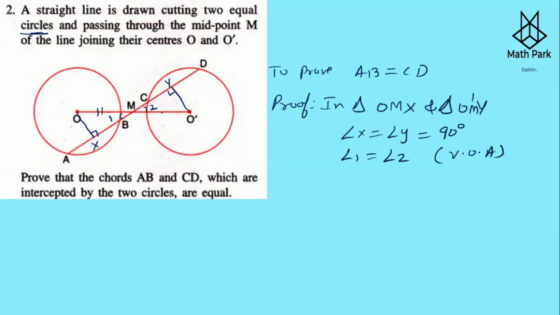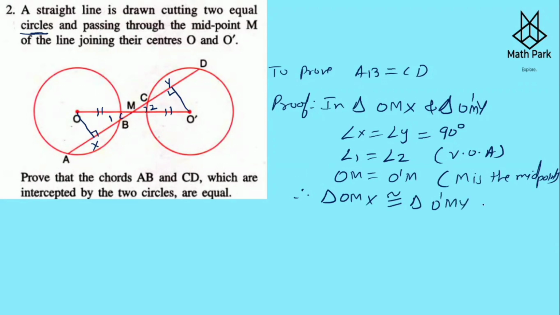And you have OM is equal to O dash M. Why? Because M is the midpoint, which is given to you. So therefore, triangle OMX is congruent to triangle O dash MY by AAS, angle angle side. And therefore, you have OX is equal to O dash Y by CPCT. Now, since the distances from the center are equal, you can say the chords are equal.